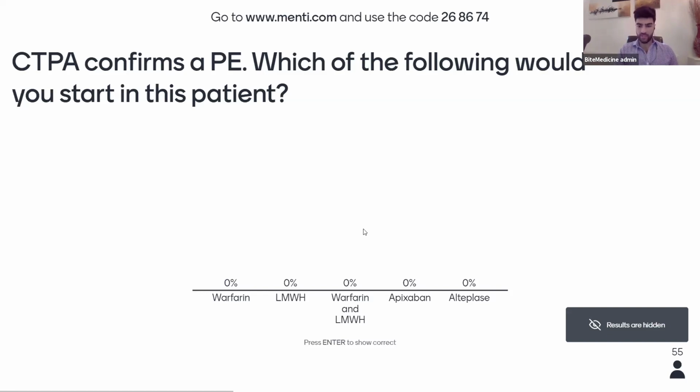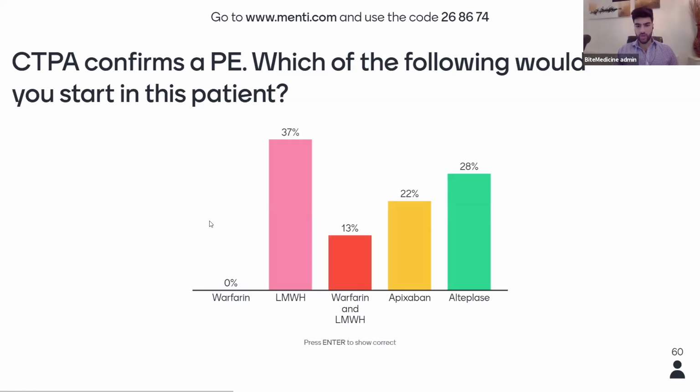Okay, let's have a look at your answers. So we've got a split. No one's gone for warfarin, interestingly. And there's a split between low molecular weight heparin and alteplase. So why would you give low molecular weight heparin? Because that's the most popular answer. 37% of you went for that. So why would you give them low molecular weight heparin here?